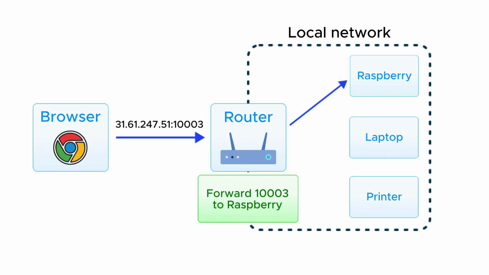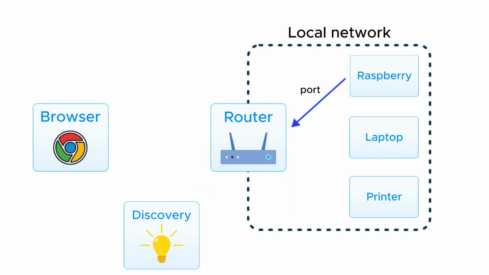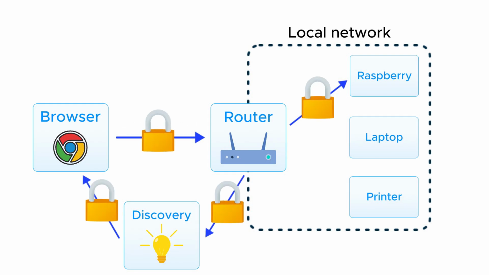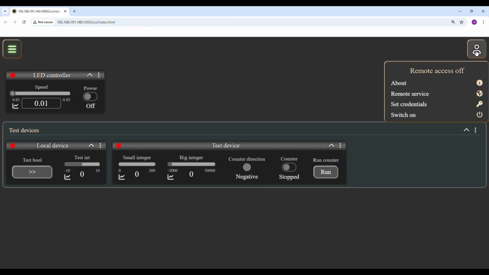But there are two major issues here. First of all, router public IP isn't permanent in most cases. It can change at any moment, so you need some sort of discovery service to track its most recent value. And the second, and probably more important matter, you need to secure all the components so that only you can use them. Those are the purposes of remote service.